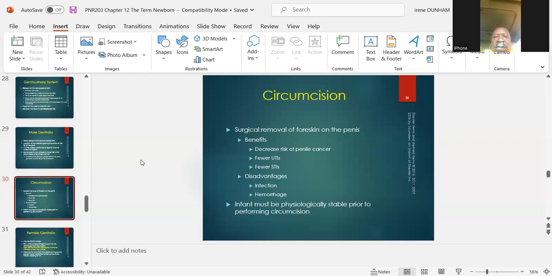Now, what are some disadvantages? Infection and hemorrhage. Remember, a baby is not born with clotting factors. So if you circumcise a baby before they're 7 days old, they can bleed more. That's why now a lot of hospitals don't circumcise these infants right after birth. They have them go to the pediatrician's office and have them circumcised there.